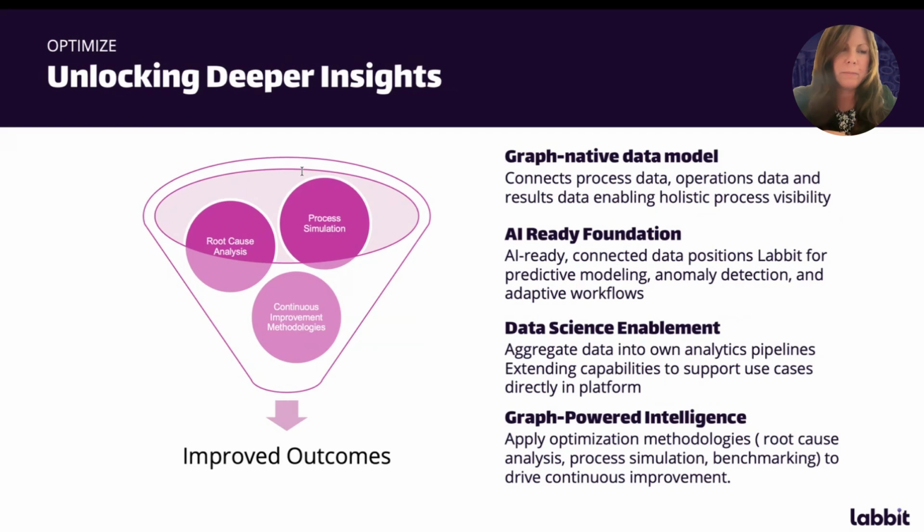And just coming back to the BPM lifecycle, the optimize phase is where we apply standard methodologies to drive continuous improvement. Root cause analysis, process simulation, these are well established techniques, but in practice, they can be challenging to implement because the data they need could live in different systems and different shapes. Labbit is built on an RDF graph database, so the process data, the operations data, and the results data are all stored as connected nodes within that same graph. The graph native model is what gives the optimize phase the holistic visibility that it needs.